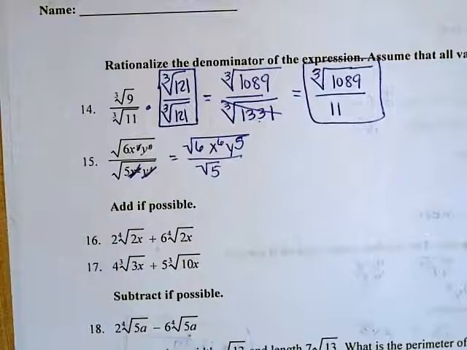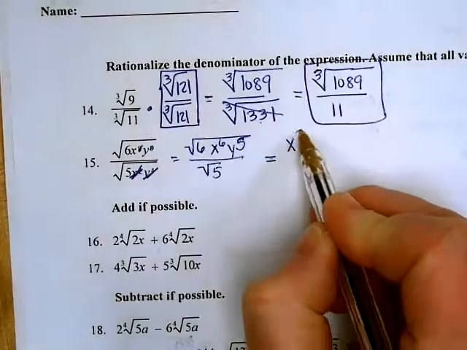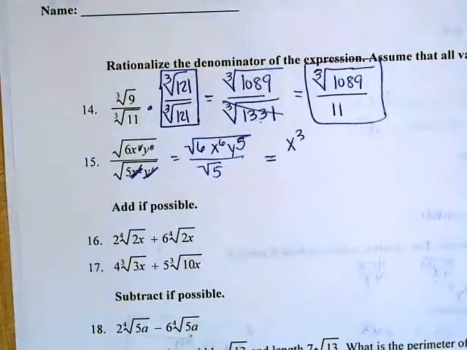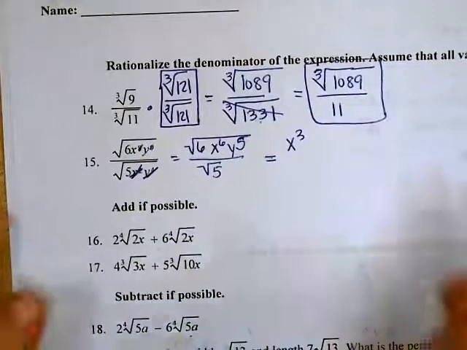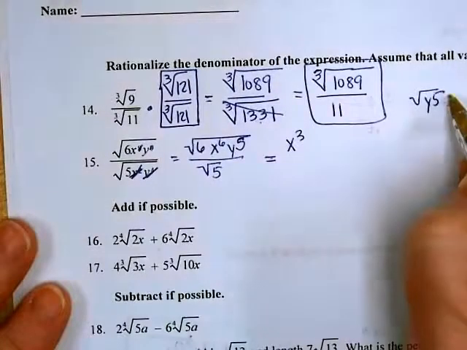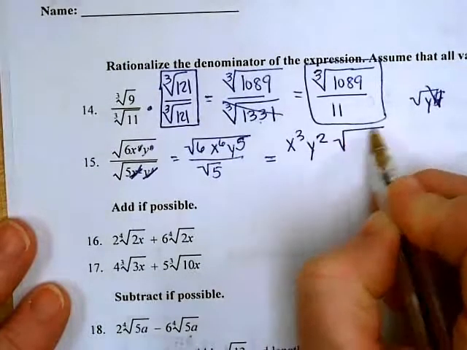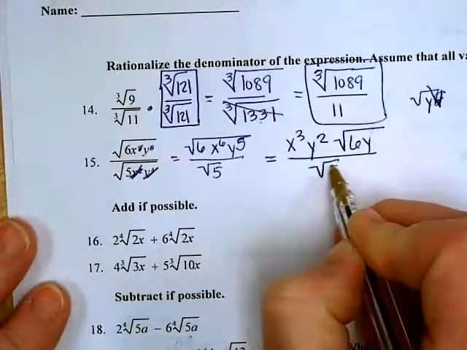Now, is there anything in the numerator that can be simplified? Well, can you take the square root of 6? No. Can you take the square root of x to the 6? What will it be? Can you take the square root of y to the fifth? But you could break it down into the square root of y to the fifth times the square root of y to the fourth times the square root of 1, and you could get y squared out here. And then what's left is 6y over the square root of 5.